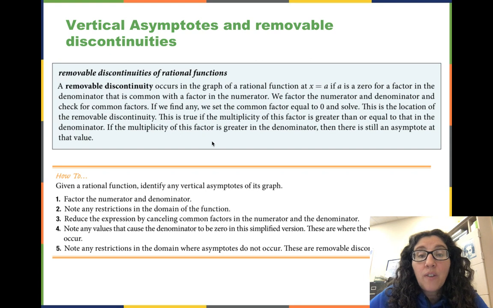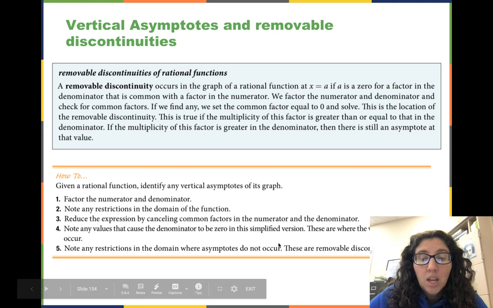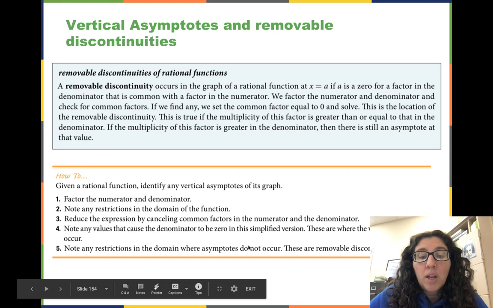All right, so how do we find vertical asymptotes and removable discontinuities? First, we factor the numerator and denominator. We note any restrictions in the domain. We reduce the expression by canceling common factors. We note any values that cause the denominator to be 0 in this simplified version. These are vertical asymptotes. Note any restrictions in the domain where asymptotes do not occur. These are removable discontinuities. All right, so let's practice.